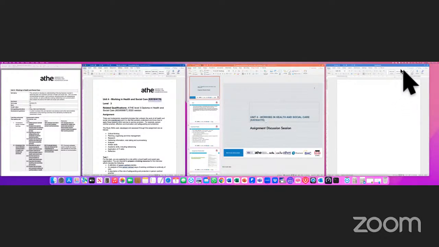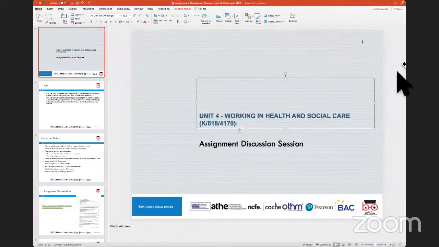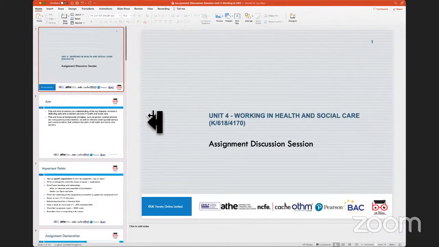Now, let me just share this bit. And then the other bit we will do is come across to you when I start showing you how to do the assignment and compile the evidence. First things first, in the assignment discussion session, I want to talk about some of the basic bits in terms of how you start a Word document or how you start an assignment.